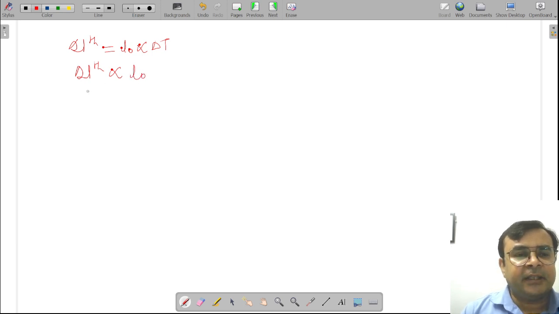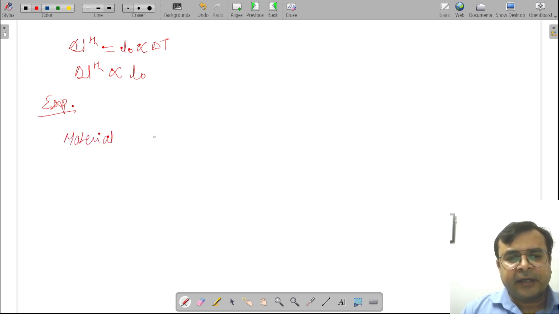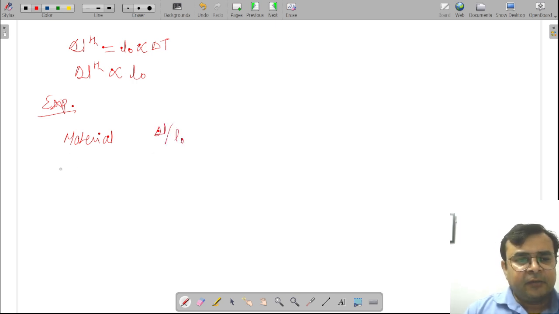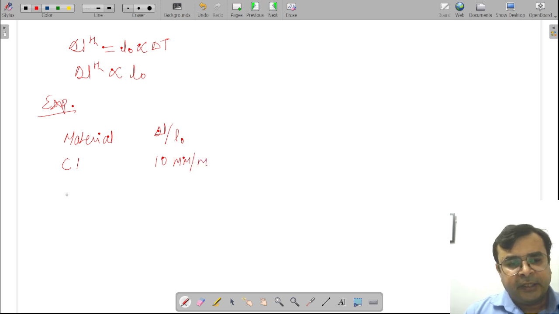That's why it is represented by amount of contraction per unit length. So for example, if I write for some materials their contraction delta L by L naught per unit length, then you can see for cast iron it will be around 10 millimeter per meter.